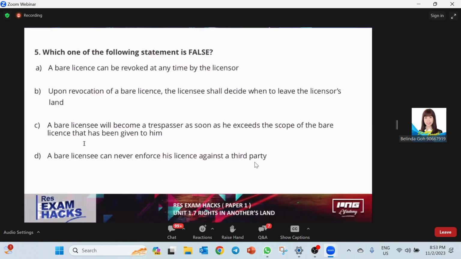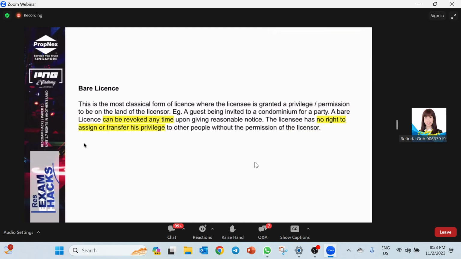So, what is a bare license? Okay, short summary notes for you to remember. This is the most classical form of license where the licensee is granted a privilege or permission to be on the land of the licensor. Let me give you an example.